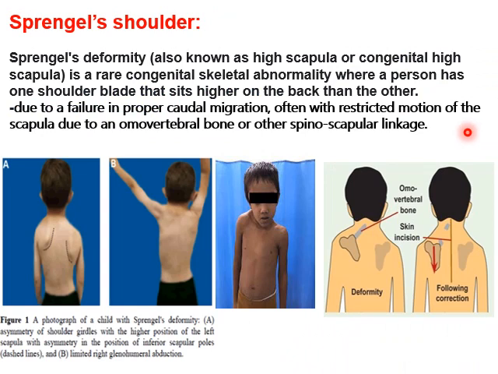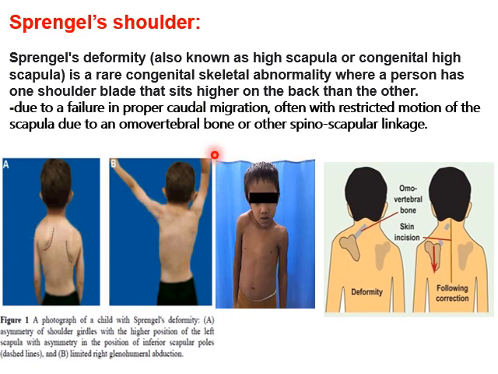Sprengel's shoulder is known as high scapula. It is a congenital anomaly where the descent of the scapula has not properly occurred to its anatomical position, so that the person has one shoulder blade sitting at a higher position than the other, normal shoulder blade. Whenever there is such irregularity in the positioning of bones which are not in anatomical position, the movements are very much compromised at their particular joints.